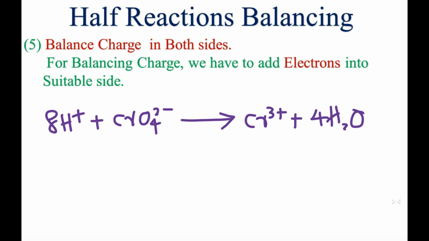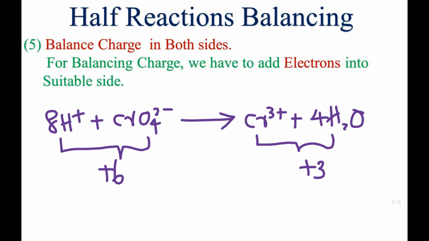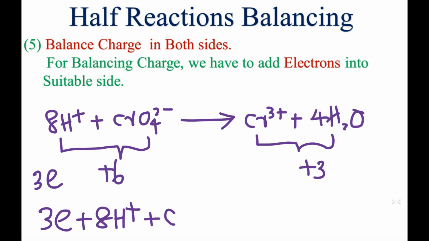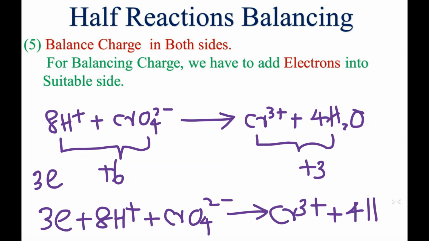After balancing oxygen, hydrogen and chromium, we need to consider the charge. You can see this side takes +3 charge and this side takes +6 charge. So we have to add 3 electrons into this side. This is the reaction after adding electrons to balance the charge: 3 electrons plus 8H+ and CrO4 2 minus becomes Cr3+ and 4H2O molecules.